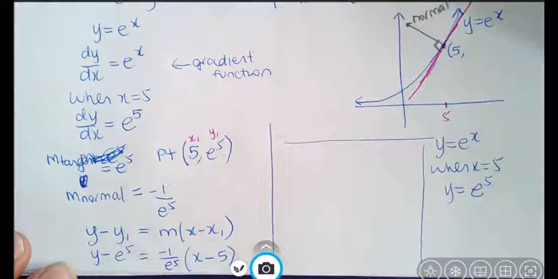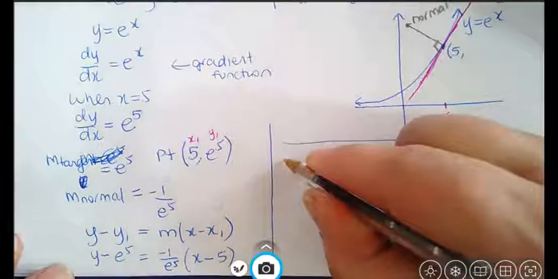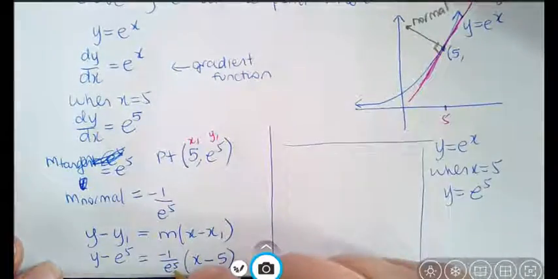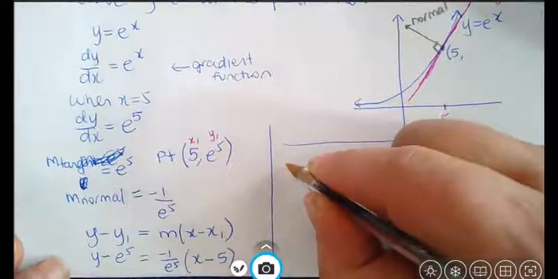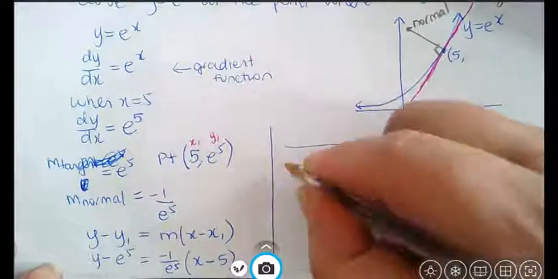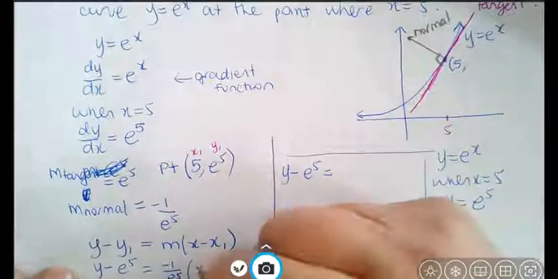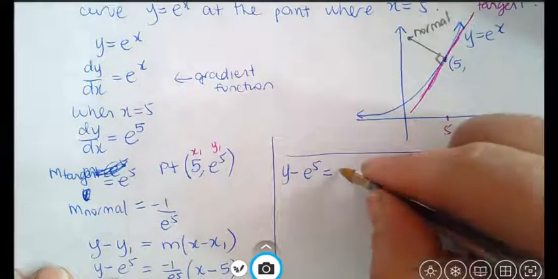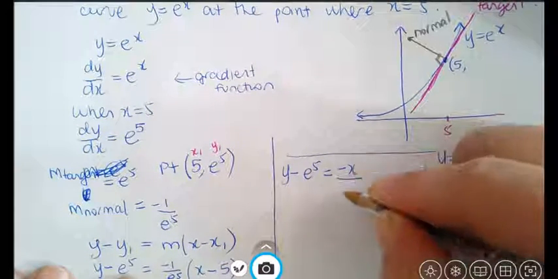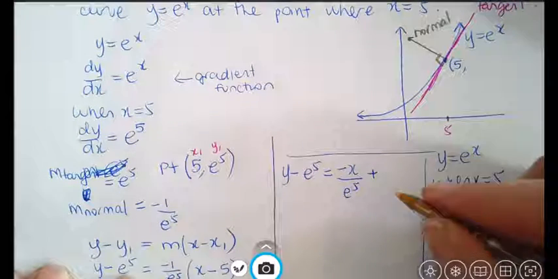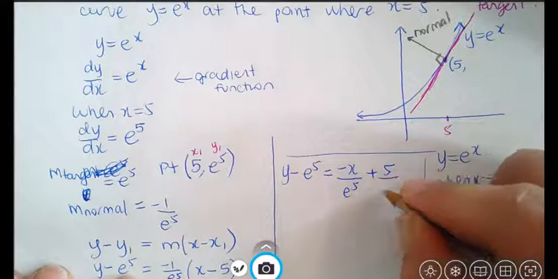See this e to the 5, it's on the denominator. You can expand if you want, but I would put it into general form. What am I going to do with this e to the 5? Look, I've got two choices here. I could expand. Let me expand it and I'll show you what I get. What do you get when you expand? Negative x over e to the 5 plus, I'm expanding, that's one way to do it. What do you get when you expand? Plus 5 over e to the 5.